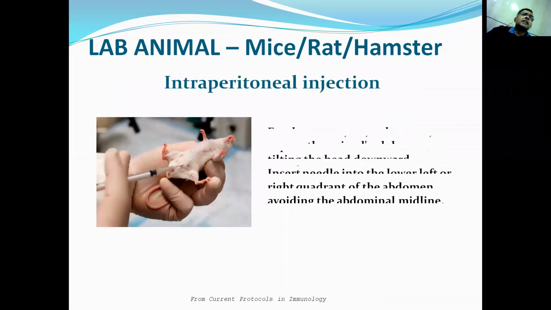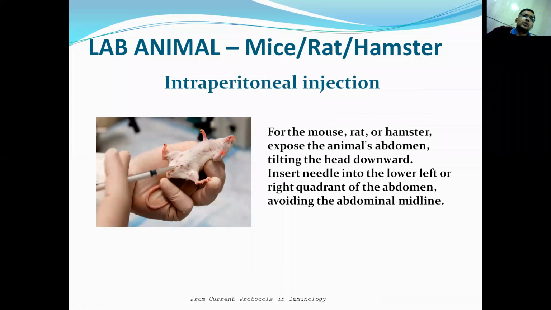Now this is an intraperitoneal injection. In the previous one, the scruff is held by these three fingers, okay. The little finger is used to hold the tail. Then the entire area is exposed. Now for intraperitoneal, you need not select the midline.